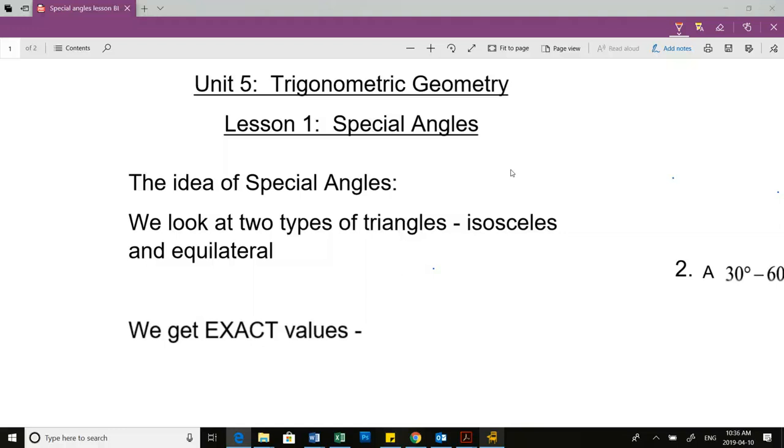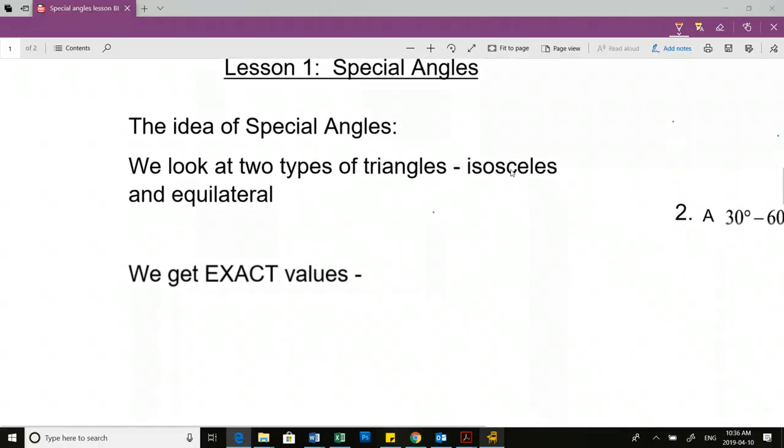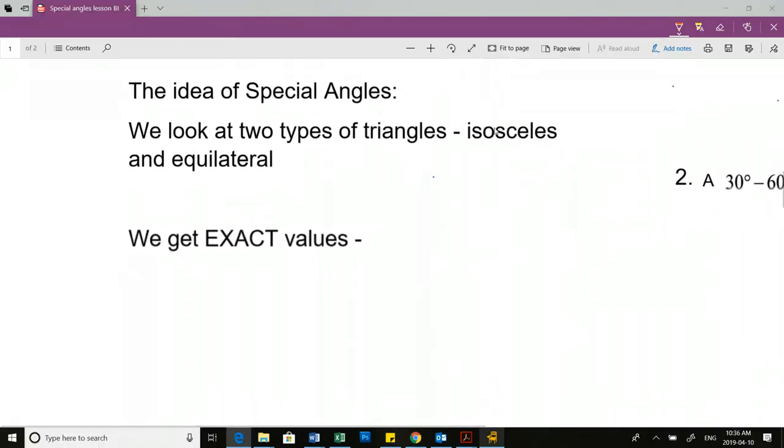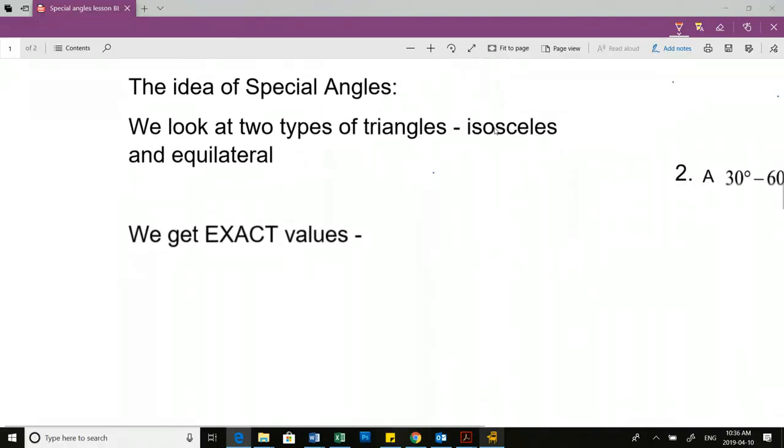And what we're doing with these special angles is focusing on where we can get exact values when I do the sine, cosine, or tan of angles in these special triangles. We've been focusing on this a lot in our grade 11 course, but just to remind you, exact values are in fraction and radical form. And exact values do not have decimals.